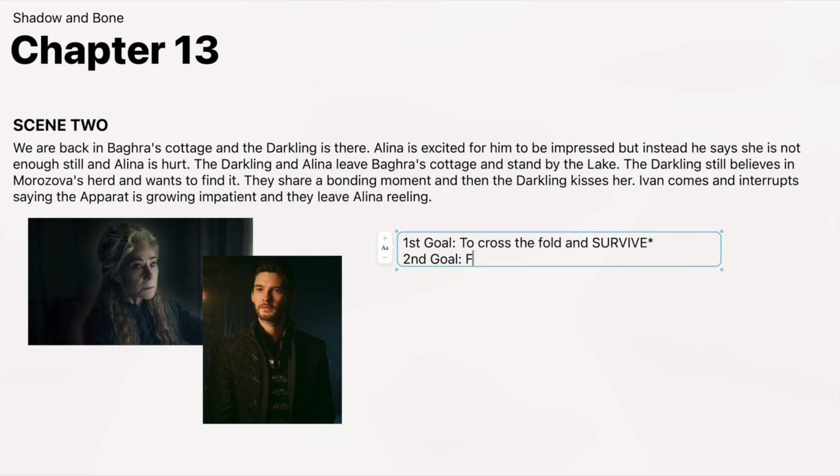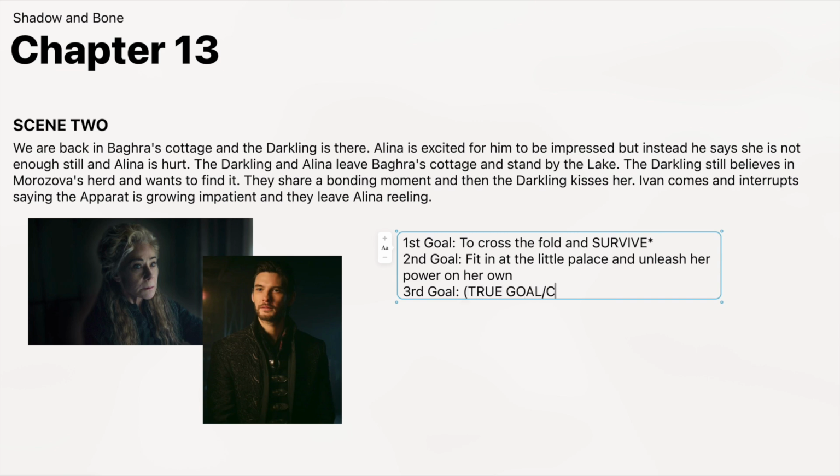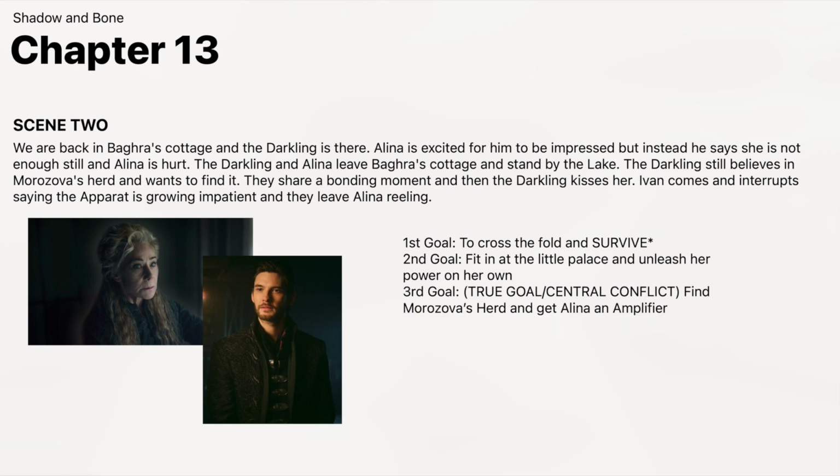The second goal was to fit in at the Little Palace and unleash her power on her own. She'd be able to fit in with the other people if she was able to do this with her power. Now we have this third goal, which is really the true goal, the central conflict: find Morozova's herd and get Alina an amplifier. So that is where we're at with goals. The most important one is this third goal that we just uncovered, and that is what the Darkling's talking about.